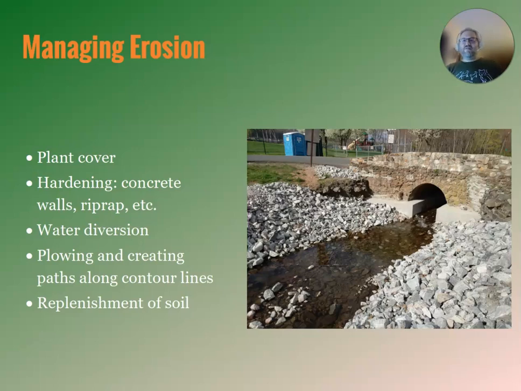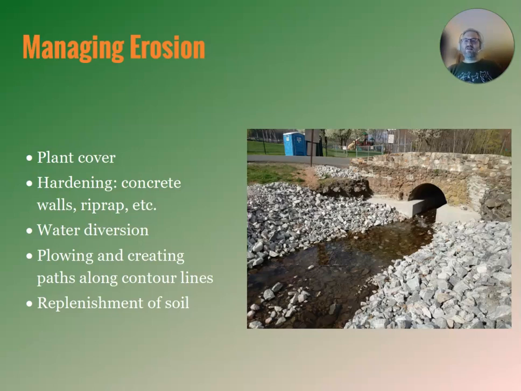Okay, so I want to finish by talking about some of the ways that we might manage erosion. What do we do about erosion if we don't want it to be happening, if we're concerned about erosion causing changes that we don't want to see? Well, there's a number of things that we might do. So one thing we might do is having plant cover.